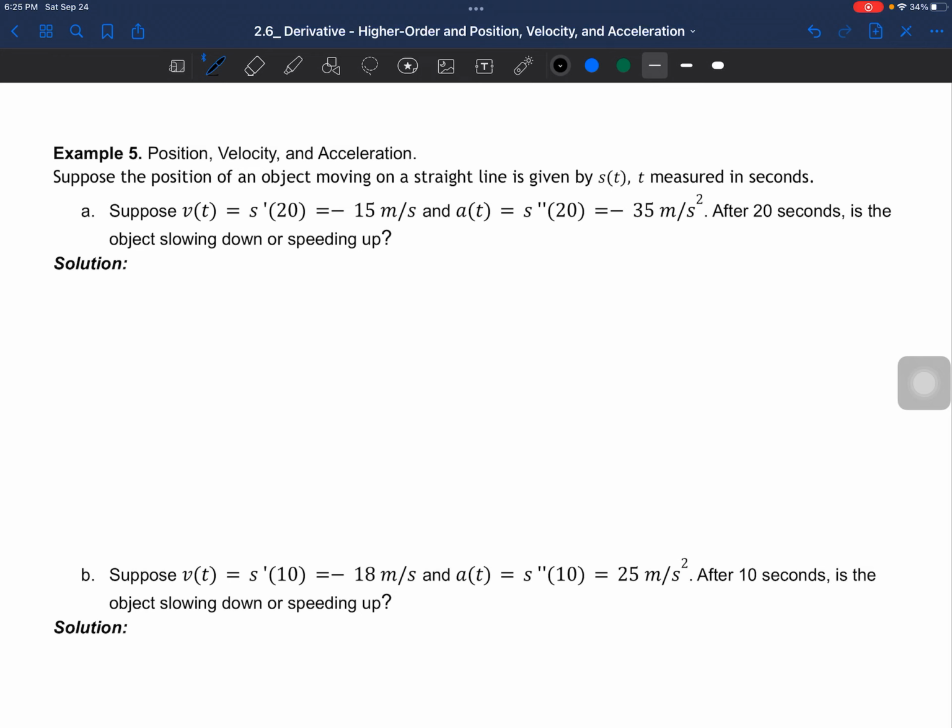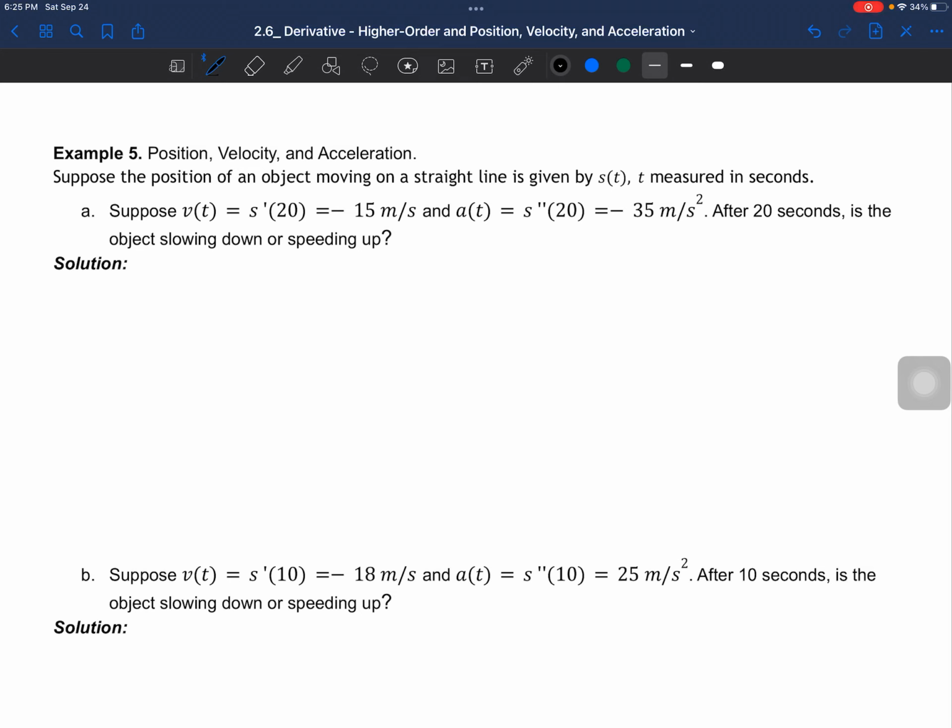Today we're gonna go over example 5. In this example, we're still talking about position, velocity, and acceleration. This is in the section of higher order derivatives. And in this question, we are assuming that we have an object and we're given a position function by s of t, where t is measured in seconds.